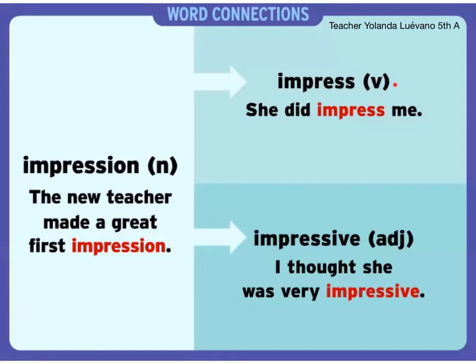Now, the verb of impression is impress. She did impress me. So that would be a verb. An adjective would be impressive. I thought she was very impressive. So, the new teacher made a great first impression. She impressed her students. Her students thought she was very impressive.